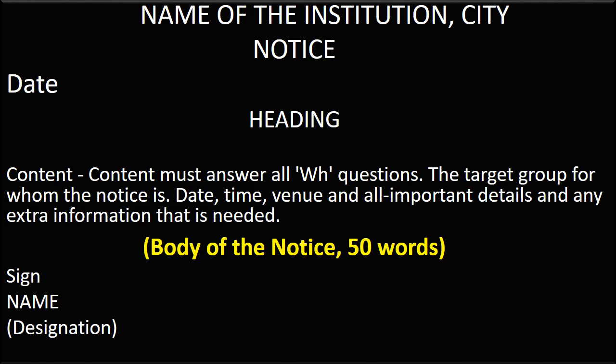Now students, this is the layout of a notice. How do we write a notice? Very first line, name of the institution, comma, city. Now this first line is to be written in capital letters. Second line, we write the word notice in the center, and this is also written in capital letters.